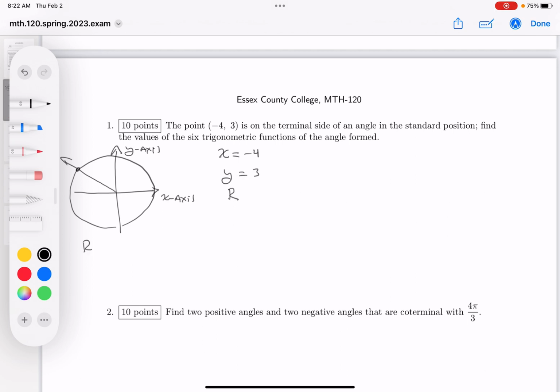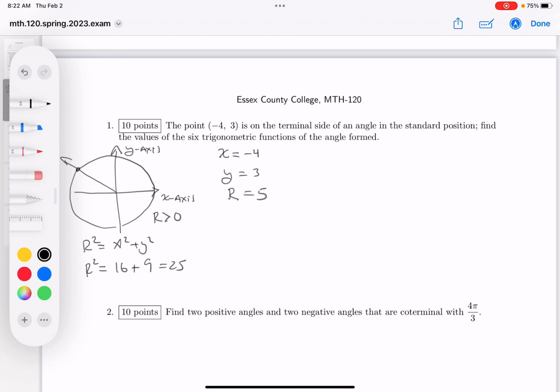So r squared is equal to x squared plus y squared. So r squared, by the way, r is a positive number. x squared would be 16. y squared is 9. 16 and 9 is 25. So the r is 5.